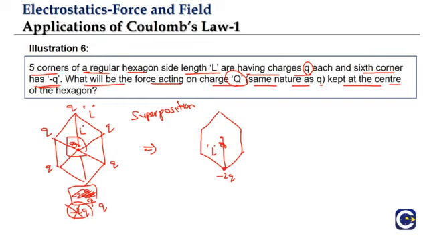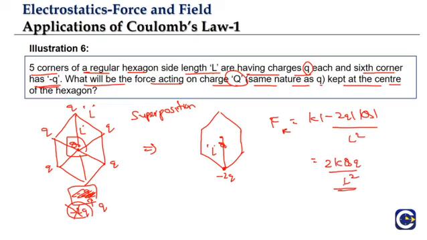The distance from the corner to the center is L because it is a regular hexagon. So the resultant force magnitude will be K times the modulus of minus 2q, because we have to take the modulus, times Q divided by L square, which is 2kqQ by L square. So this will be the overall resultant force. This is how we can work out problems based on the principle of superposition.